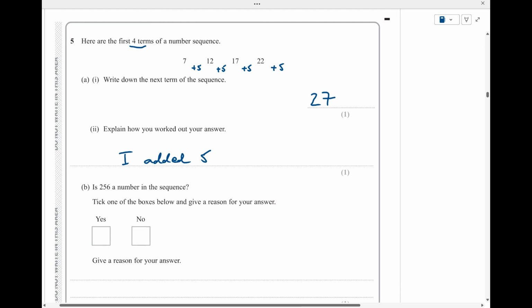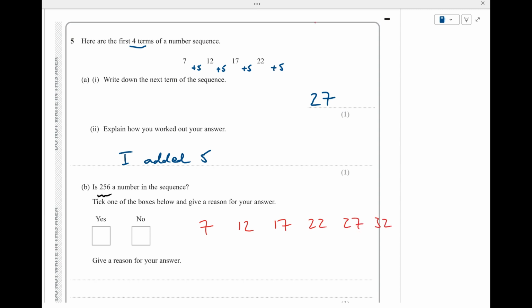Is 256 a number in the sequence? Well, let's have a look at the numbers in the sequence. They're 7, 12, 17, 22, 27, 32. Look, I notice what they always end in. They either end in a 7 or they end in a 2. They never end in a 6. So is 256 a number in the sequence?